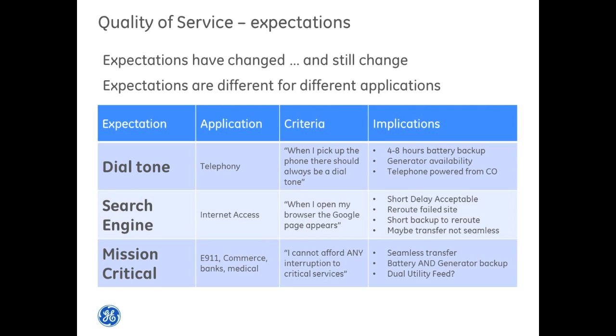And then we've got mission critical applications. These are the E911, commercial applications, banking, medical applications, where the criteria really is, I cannot afford any interruption in critical services. It's essential that if there is going to be a transfer of operations from one location to another, it be seamless. And that typically means that 2 systems have to be running the same application at the same time. There may be batteries and generators for power backup. And indeed, in some locations, in some applications, there may be a dual utility feed, so that if one utility feed goes away, there's a second one backing it up.